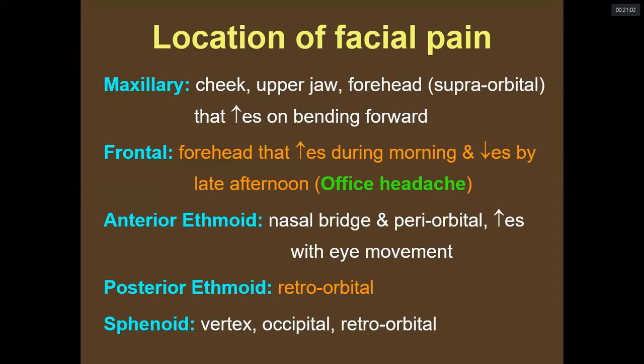Location of the pain. Pain is one of the most important symptoms, and there are different types of pain which can help us differentiate between different sinusitis. In maxillary sinusitis, the pain will be around the cheek, upper jaw, forehead, supraorbital, and it increases on bending forward.